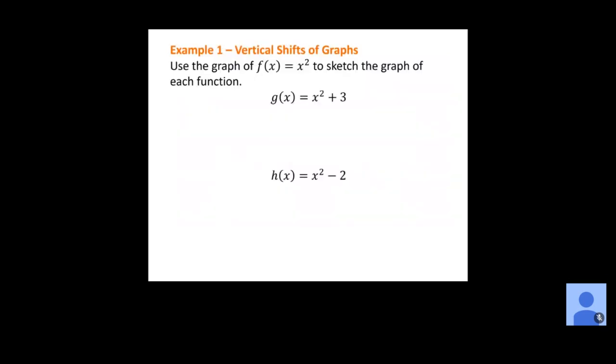So we're going to use the graph of f of x equals x squared. This is what we would call a parent function because it's something we already know what it looks like, and we can use it to help us sketch these transformations now. So we're going to try to sketch the graph of x squared plus 3 using what we know about the graph of x squared. So let's start with our x squared graph. What does x squared look like?